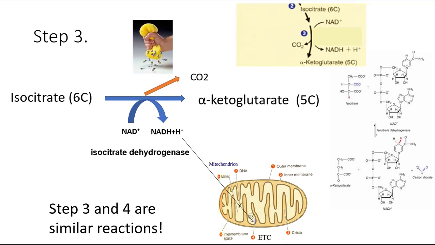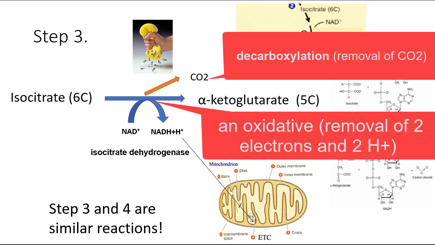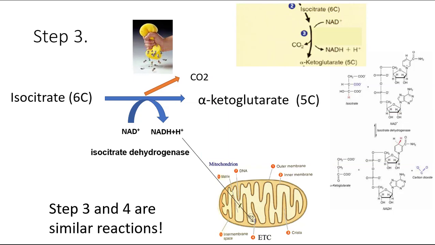Reaction 3 is catalyzed by isocitrate dehydrogenase, which performs an oxidative removal of 2 electrons and 2 protons, and decarboxylation, removal of CO2, thereby reducing NAD plus to NADH plus proton and producing CO2 from the carbon 2 carboxylic acid group. The product alpha-ketoglutarate is an important TCA intermediate as it is a major location for amino acid entry into mitochondrial respiration.